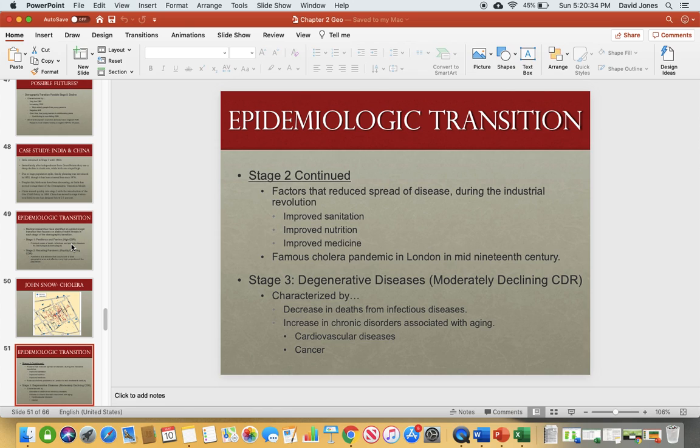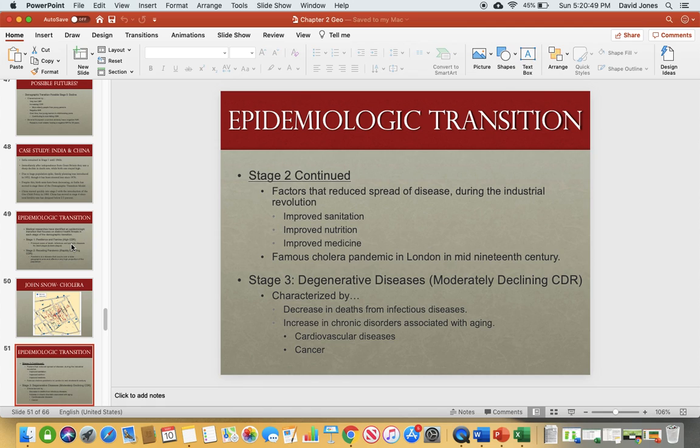You do have some medicines. Remember, stage 2 countries, death rates were starting to fall because we had the introduction of modern medicine. So we do have some medicines. We have some way in which we can treat things. Sanitation, nutrition's a little bit better than stage 1 countries, so that we see improvements there.